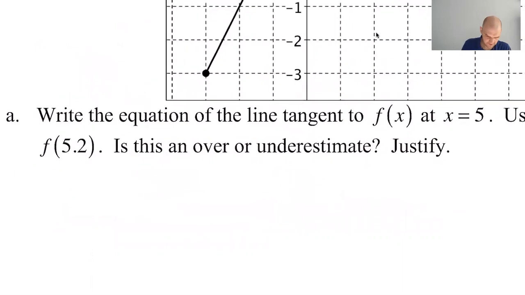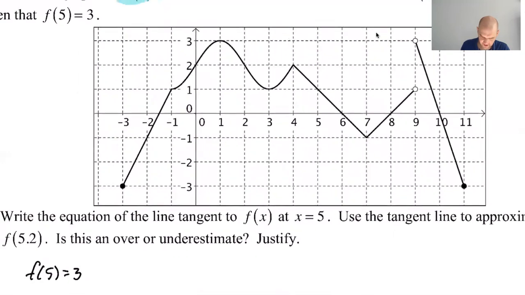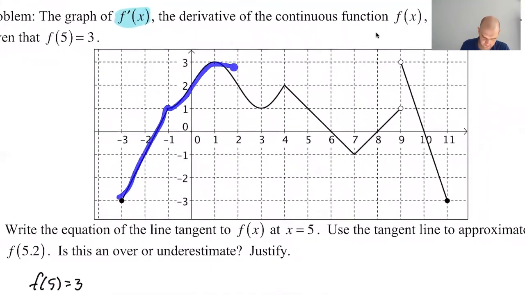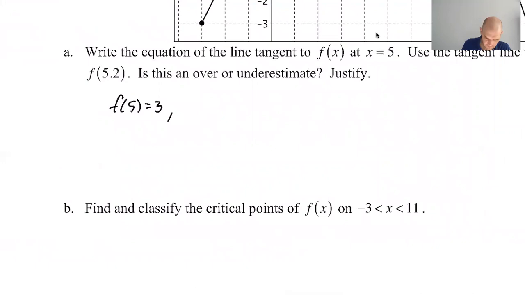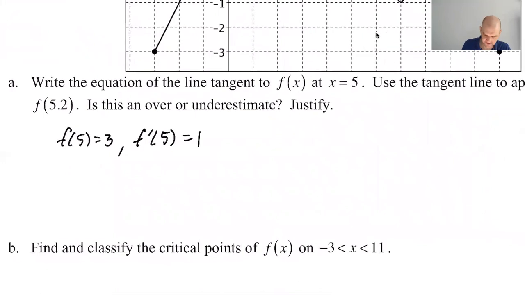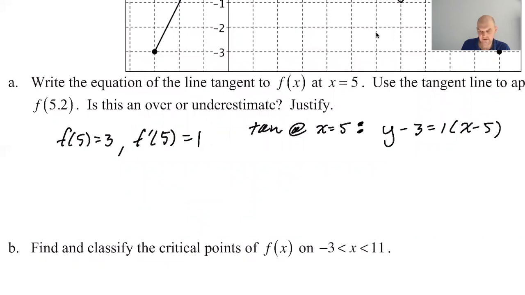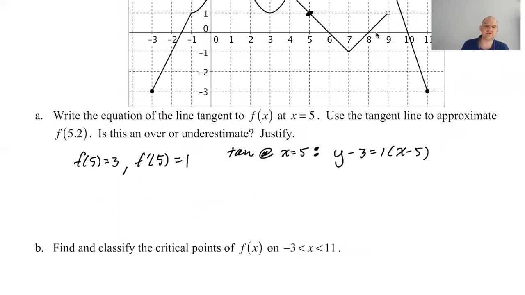So we know f of 5 equals 3 is given. F prime of 5, so this is a graph of f prime. Let's trace it. That's a graph of f prime, so f prime of 5 is 1, based on that. So first, the tangent line at x equals 5 is going to be y minus 3 equals 1 times x minus 5. I tend to leave them in point slope form because it doesn't really hurt.